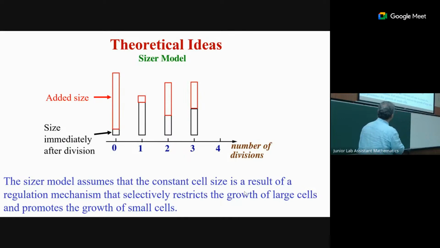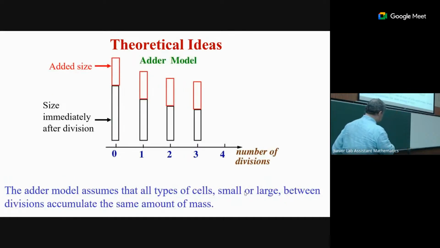This is called the sizer model. Somehow bacteria can sense size, or the new size model. There is a second type of idea, and these are called adder models. And here the idea is different. Here the idea is that on average, between every division, the cell adds approximately the same volume.